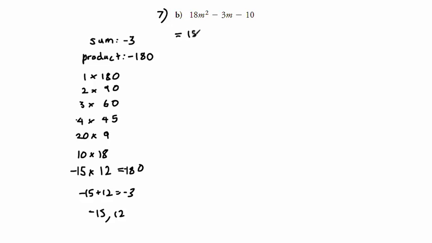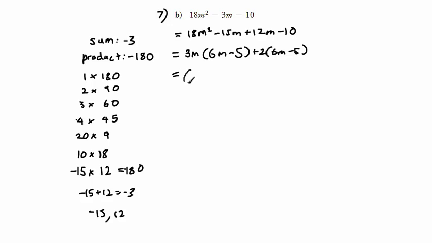So when we factor this, we're left with 18m squared minus 15m plus 12m minus 10. From the first two terms, let's factor out 3m, and we're left with 3 goes into 18 6 times, and m, when you factor out m from m squared, you're left with m. 3 goes into minus 15 minus 5 times, and m, so we're left with minus 5. Here we can factor out a 2, and we're left with 6m, and then obviously minus 5. 6m minus 5, 6m minus 5, so we can factor out a 6m minus 5, leaving us with 3m plus 2.